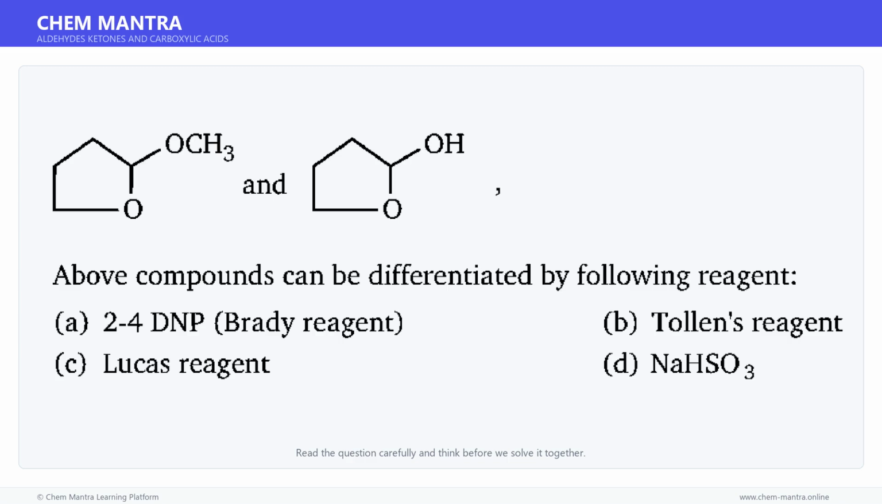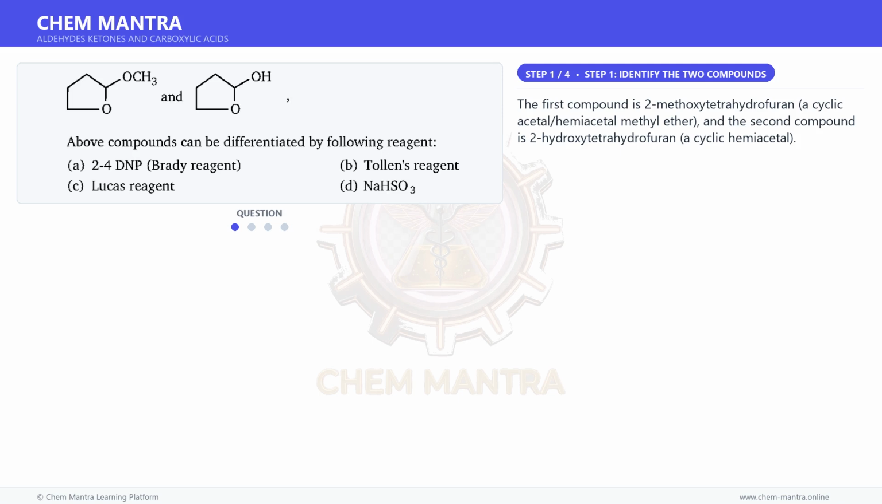Here is a question. Read it carefully and think about the answer. Let us solve it step by step. Let us begin solving this step by step. The first compound is 2-methoxytetrahydrofuran, a cyclic acetal, a hemiacetal methyl ether, and the second compound is 2-hydroxytetrahydrofuran, a cyclic hemiacetal.